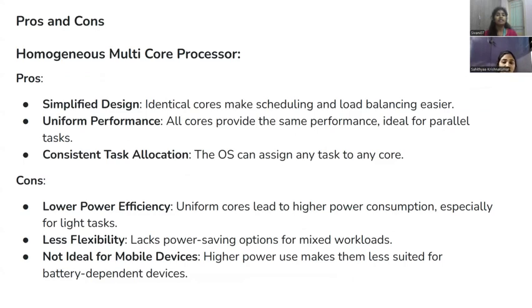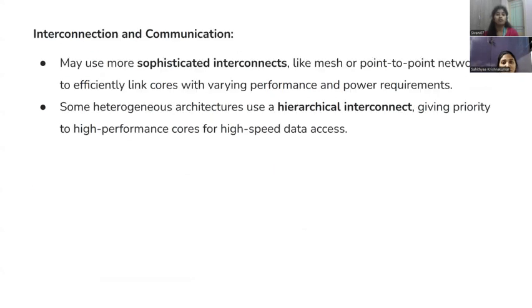And then we have the interconnection and communication. Speaking about the overview of a heterogeneous multiprocessor system, the interconnection refers to the methods used to link different cores, enabling them to communicate and share data effectively. Given the diverse performance and power characteristics of the cores, interconnects must be designed to optimize data transfer while minimizing latency. Types of interconnects we can see are sophisticated interconnects, mesh interconnects, and point-to-point networks.